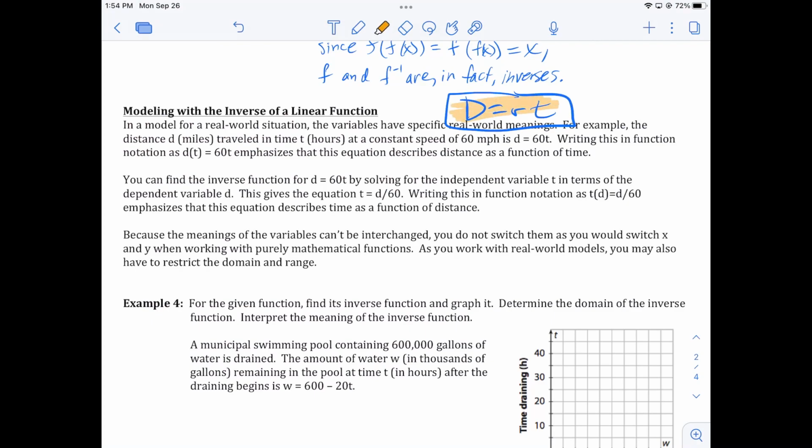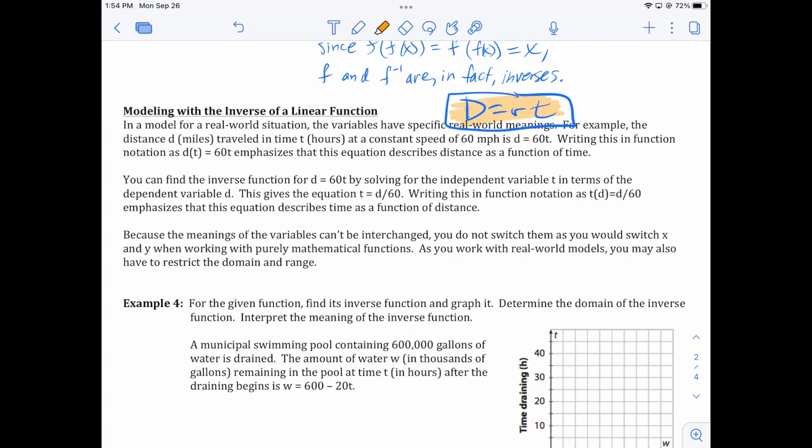Distance equals rate times time. And that's when the rate is a constant rate. Writing it in function notation is d of t equals 60t. Emphasizes that this equation describes distance as a function of time. So the dependent variable is the y variable. The independent variable would be the input, the x.